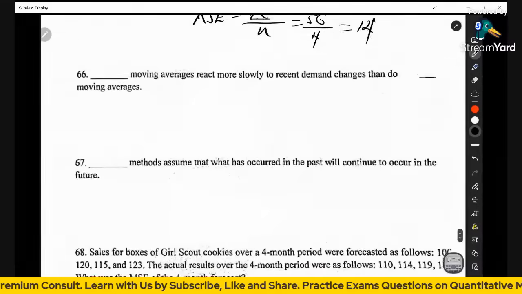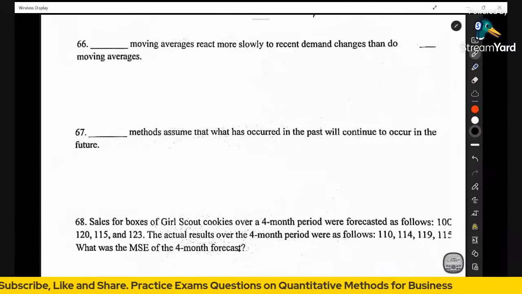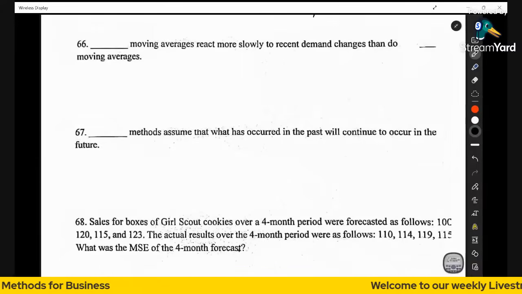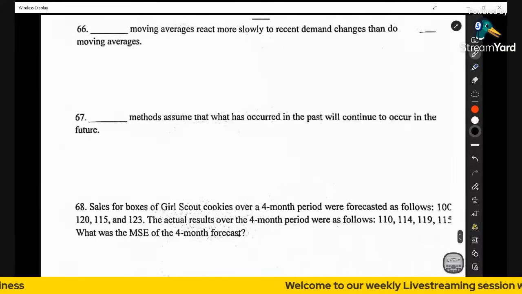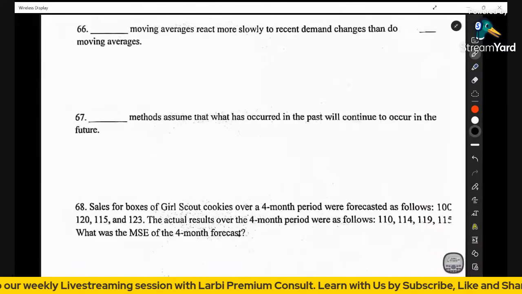Then question 66. Dash moving averages react slowly to recent changes than dash moving average. So what do you think is going to be the spaces? I will leave it for you. I want to see your answer in the comments before I come back to give you the answer, to see if you're actually right.